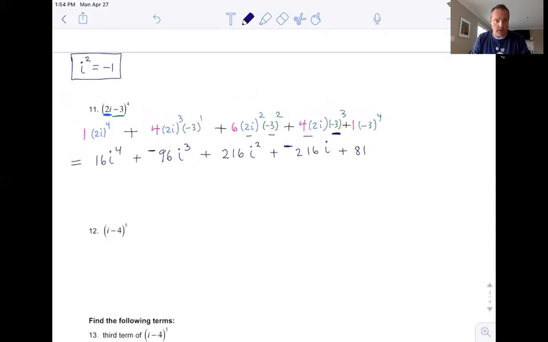Finally, I'm not quite done. For one thing, I have all these little double negatives. Let me circle them there. I've got those double negatives in there I didn't take care of. And the other thing is I've got these i's. And we've got to remember i squared is negative 1.